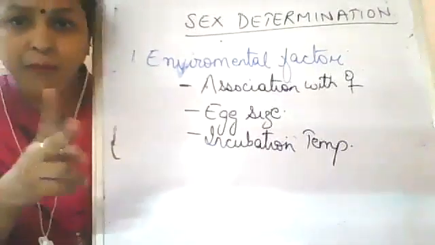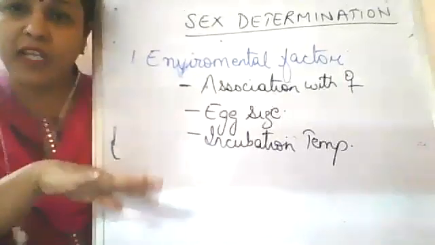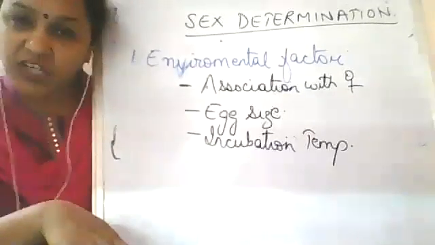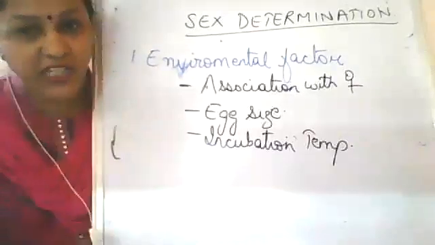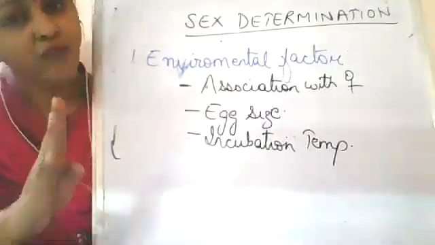Then what will happen between 28 to 33? It can be 50-50. It can be either male or female. But if the temperature is below 28, it will always be a male child, and if it is above 33, it will always be a female child.